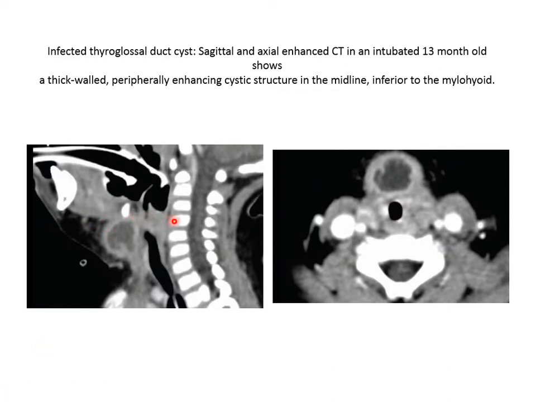Sagittal and axial enhanced CT shows a thick-walled peripherally enhancing cystic structure in the midline inferior to the hyoid, which is consistent with an infected thyroglossal duct cyst. Where is the hyoid? The hyoid, it is inferior to it.